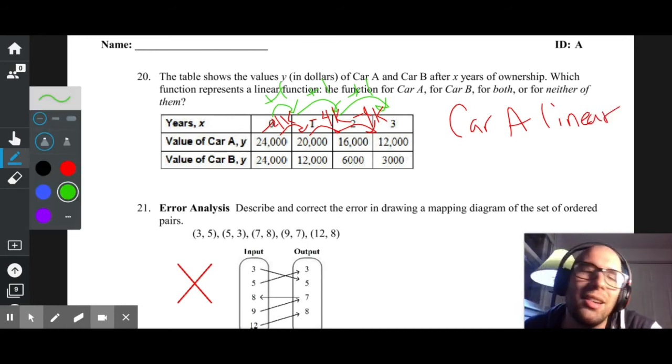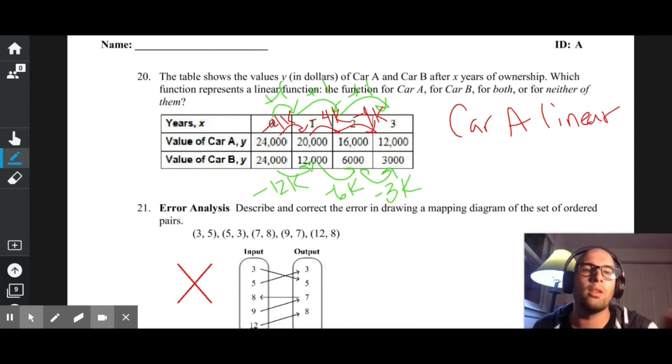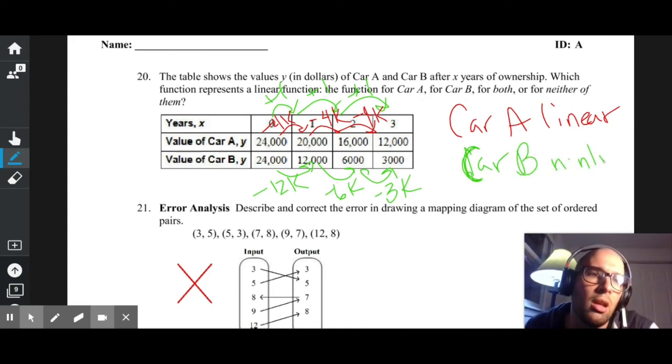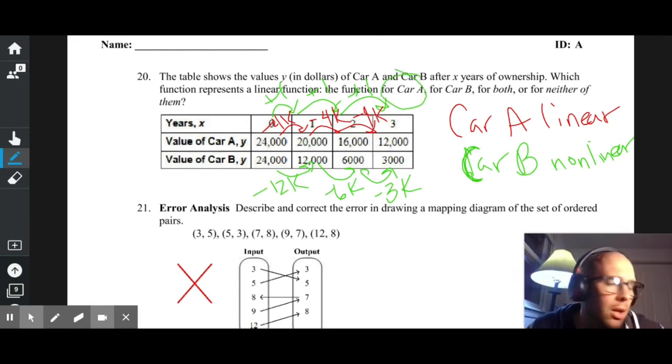Car B. Okay. What are you doing? You're subtracting 12K. You're subtracting 6K. And I'm going to stop right there. It's cutting in half every time. Cutting in half every time is not subtracting by the same number every time. So car B, that's supposed to be a C. Let me see if I can turn that into a C. Car B is nonlinear. So the question is asking, which function represents the linear function? The function for car A, B, both, or neither? Just A. Just car A.